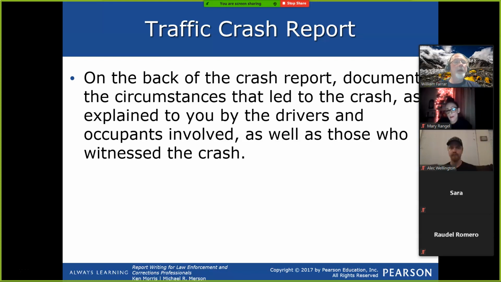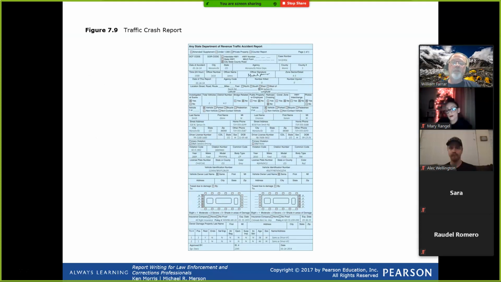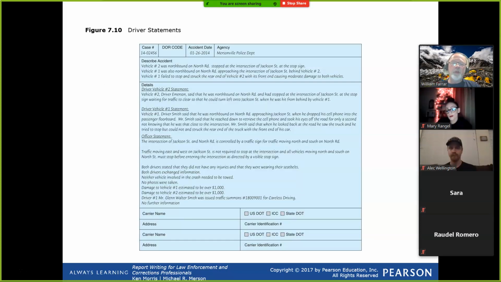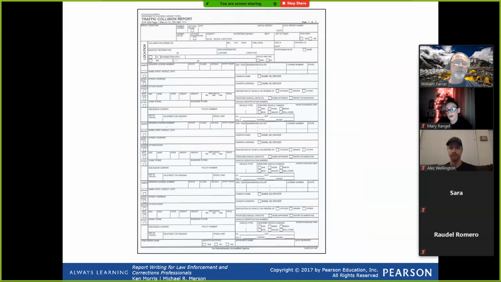And you're going to write a narrative. You'll have face pages, just like your crime incident face page, and you'll have a narrative. The only difference is the face page is going to say traffic collision, and it's going to have some forms. I know they have these in your textbook. I'm going to show you what they actually look like.